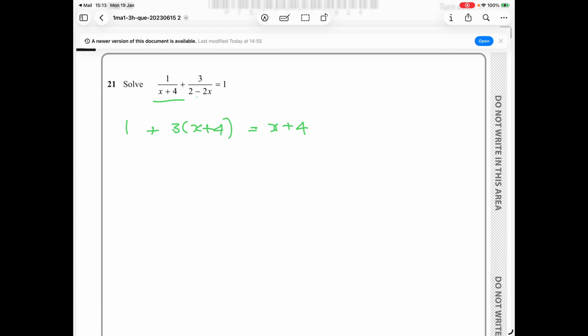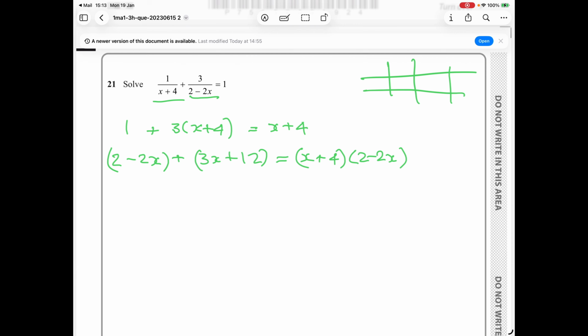Okay, then you can times out by 2 minus 2x. So you get 2 minus 2x, because that's times 1, plus, and I'm going to times that out, 3x plus 12. I'm just going to keep them in brackets because you never know. And that equals x plus 4 times 2 minus 2x. I'm just going to do a quick thing, because eventually you end up doing it this way anyway, so I don't really see the point in doing it another way. Plus 4, 2 minus 2x.